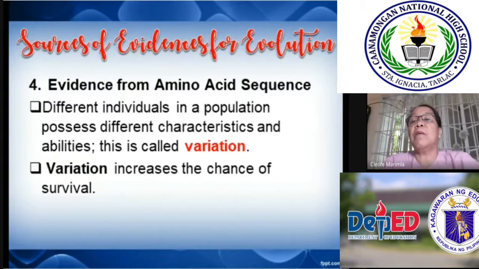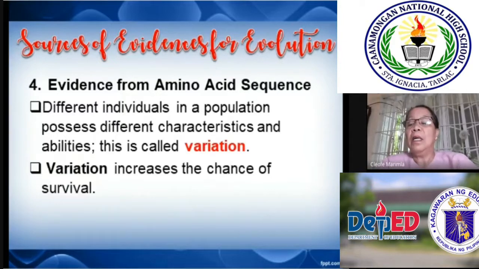Different individuals in a population possess different characteristics and abilities. This is called variation, and variation increases the chance of survival. This simply means that in a group of population, for example, in a family which includes the father, the mother, and the children, they belong to the same population, but they possess different variations of characteristics and abilities.